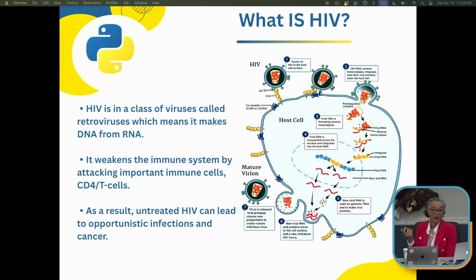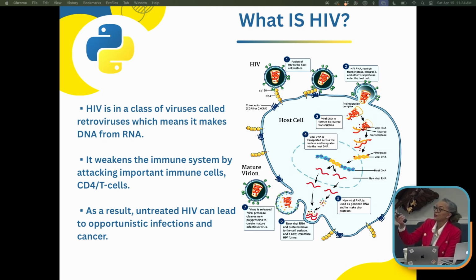HIV belongs to a class of viruses called retroviruses. It weakens immune systems by attacking CD4 cells. And as a result, untreated HIV can lead to opportunistic infections like pneumonia and cancers like Kaposi sarcoma. So here I just describe how HIV works to infect T cells. Again, this is for all the scientists in the house, and those of y'all who want to look, y'all can too.